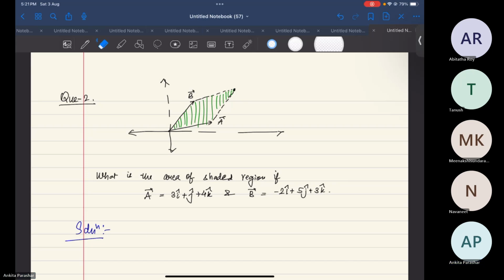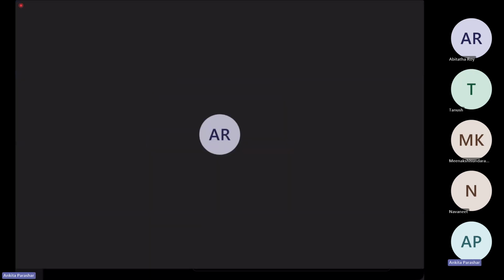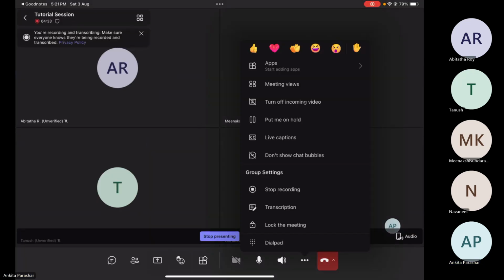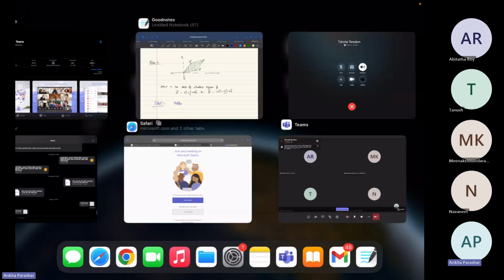By the way, is the recording still going on? Yes, recording is still going on, I think.